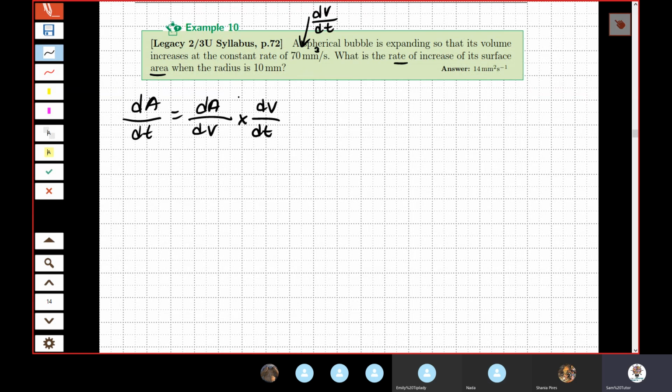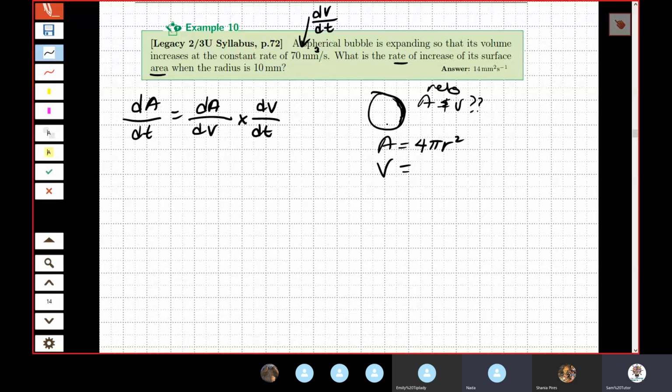Yeah. And then the same problem. We're looking at a sphere. For a sphere, do we have a relationship between area and volume? You'd probably be like, not really. But what do I know the area of a sphere is? And what do I know the volume of a sphere is? Do you know them? 4 pi r squared. So 4 circles in a sphere. And the volume is 4 over 3 pi r cubed.